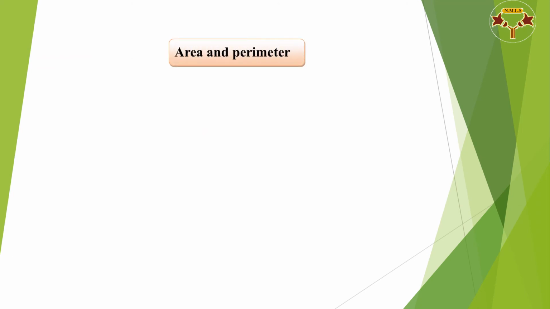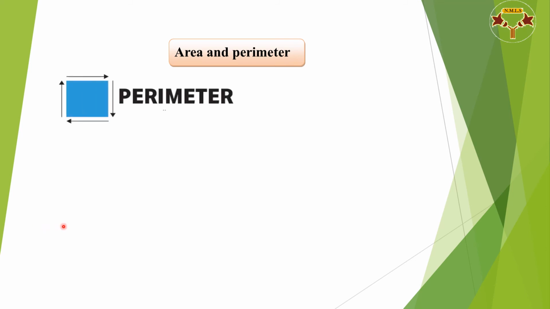Area and perimeter. At first, perimeter. Perimeter is the distance around the edge of the shape. We know that. Perimeter, the distance around the shape, okay? Then perimeter outside the shape. Or perimeter means outer sides, the sum of outer sides, okay?